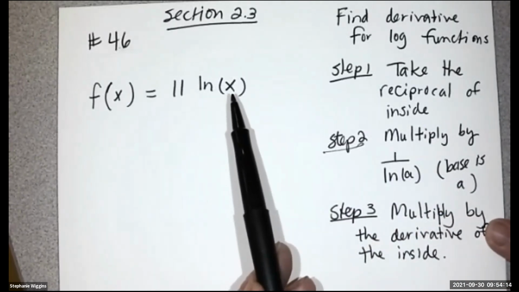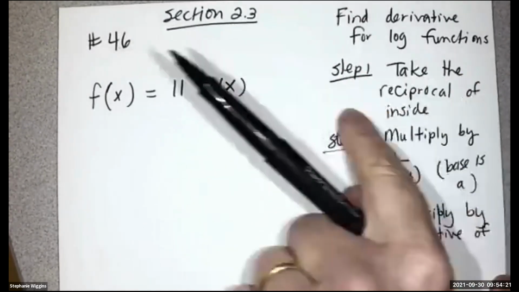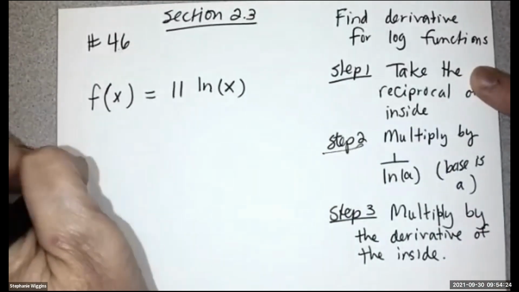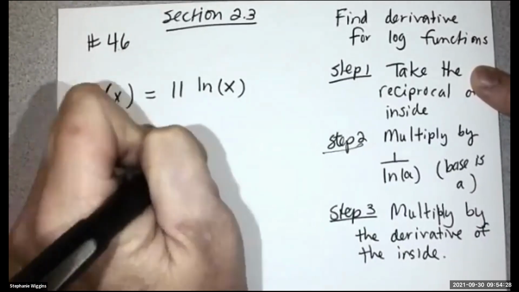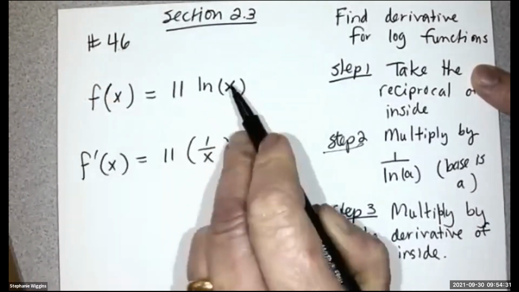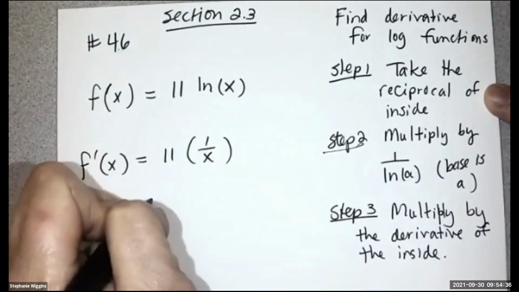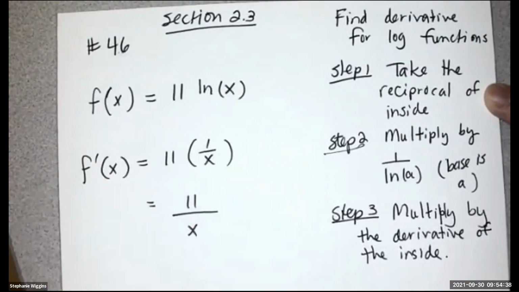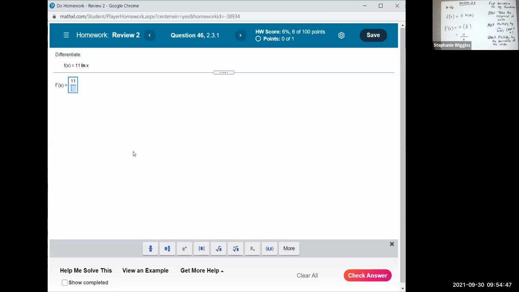The derivative of x is just 1. So that's not going to change anything either. So this is a real simple problem. We just have to do step 1. And so the derivative is just simply 11 times 1 over x. You just take the reciprocal of the inside. The inside is x. You take the reciprocal. And so the derivative is 11 divided by x. Okay. So, you know, it makes sense that you're starting off with some really easy problems. So this one is just 11 divided by x.